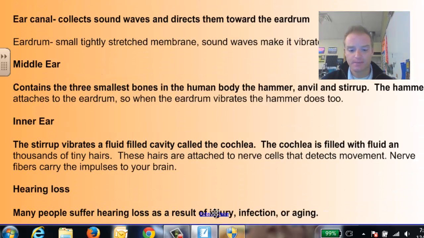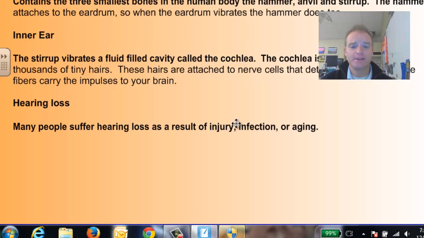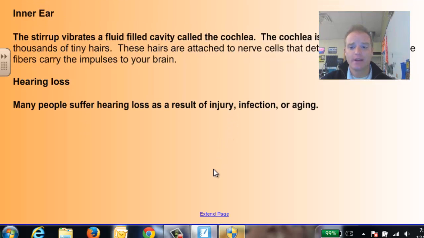Hearing loss is the last thing. Again, injury. If you have a head injury, that could knock the hammer, anvil, or stirrup loose. A lot of times you hear about blowing out an eardrum from a loud noise or explosion, or sticking something in your ear. You could also damage that eardrum so it doesn't vibrate properly. Infections can cause hearing loss. Or like I said, just getting old sometimes also causes hearing loss.